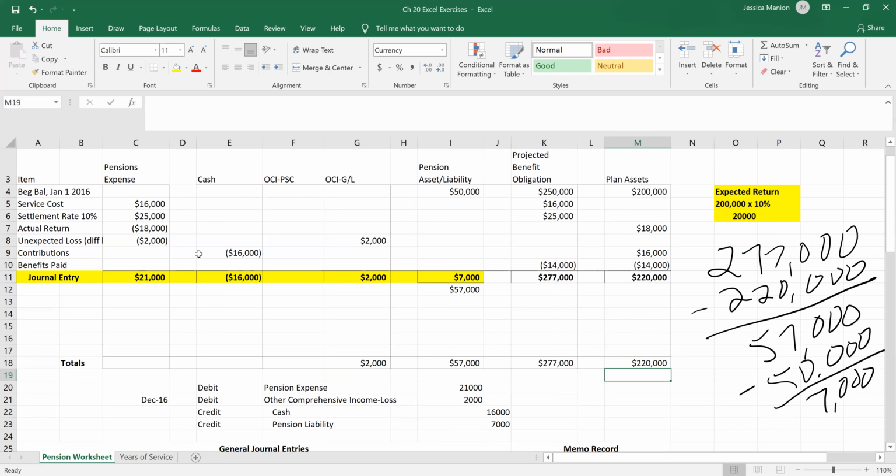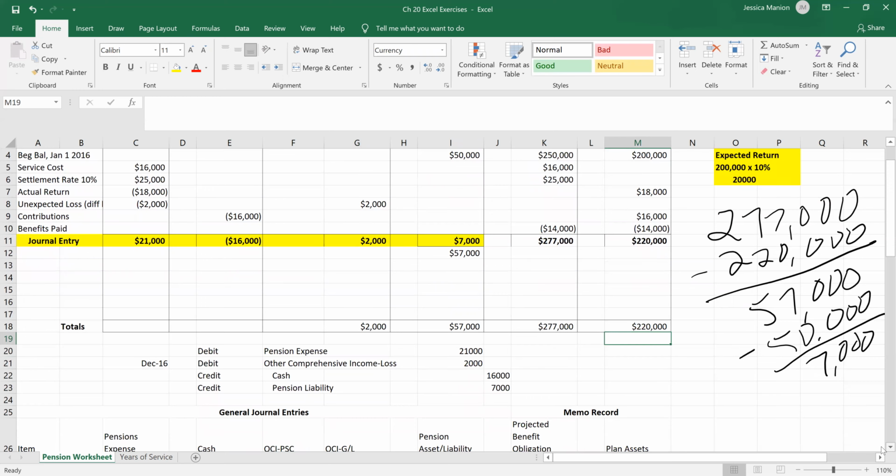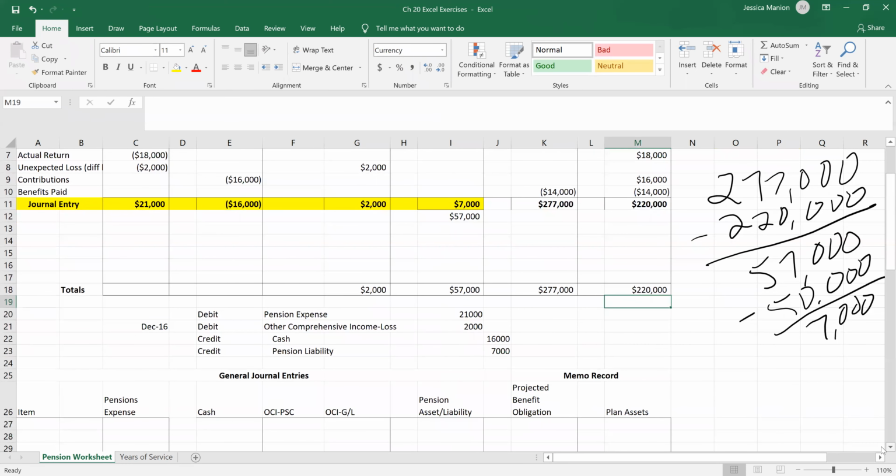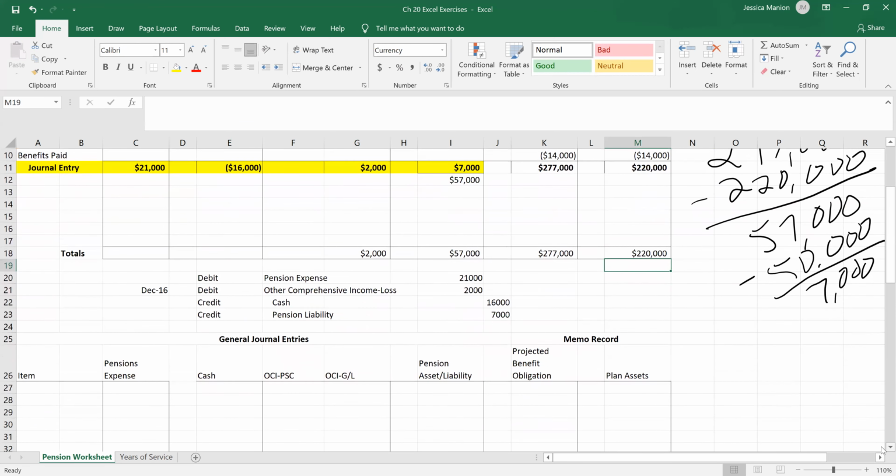For pension, we're going to have all new pension expenses. We're going to have different cash. But now we're carrying down those permanent accounts. And so beginning of the year, January 1, 2017 now is where we're at.